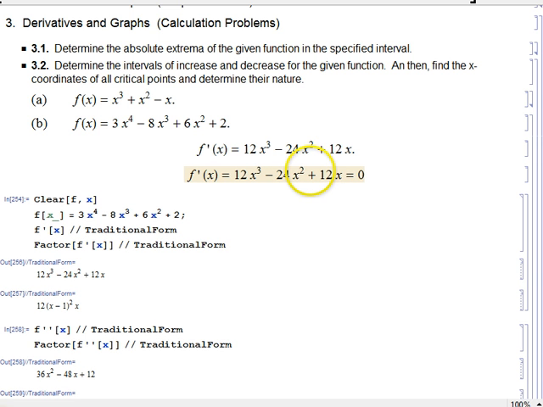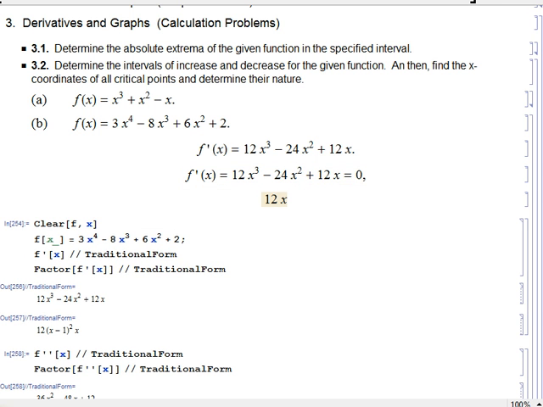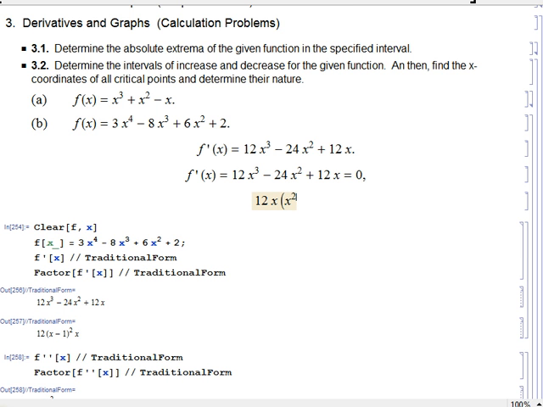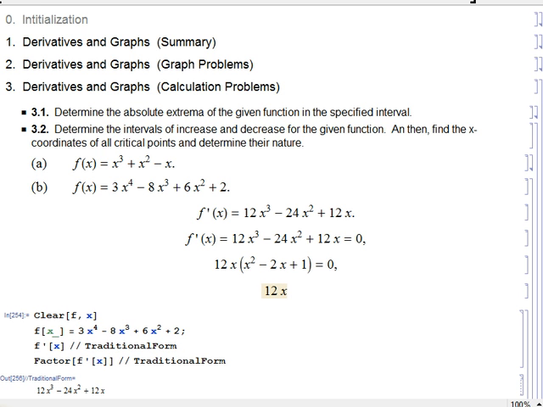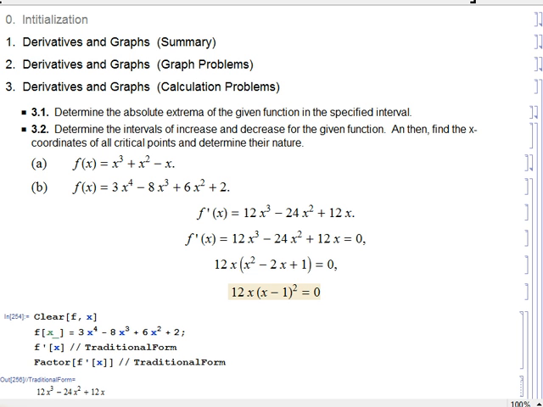Equal to 0, and then I can factor 12x out, and then what do you get? X squared minus 2x plus 1 is going to remain, and that's going to be a complete square. X minus 1 squared equals 0. So what do I get? I have x equal to 0 and x equals 1. Those are the critical numbers.